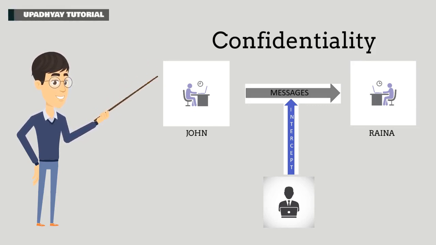Now, suppose, while both of them are having a conversation, a third person intercepts the message in between the sender and the receiver. This person is not an intended receiver. Such an interception of messages violates the principle of confidentiality. The messages are no longer secret. This creates a security issue as the messages were confidential.